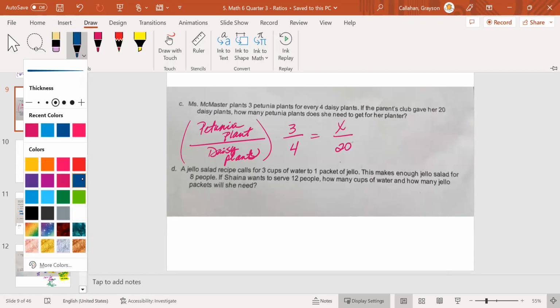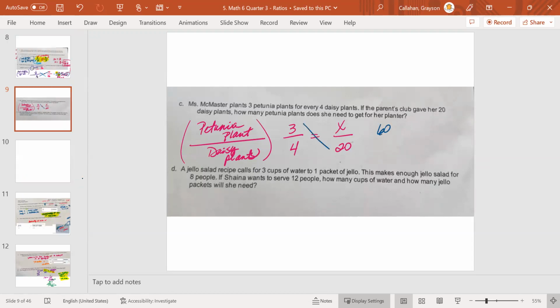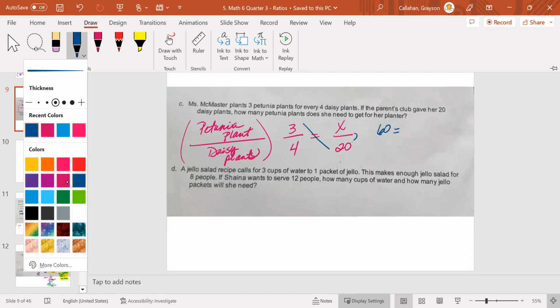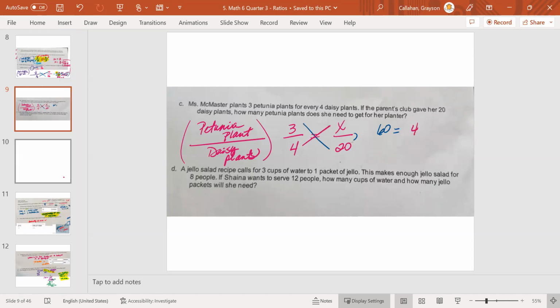So you need to go ahead and cross multiply. 3 times 20 is 60. 4 times X is 4X. What's 60 divided by 4?